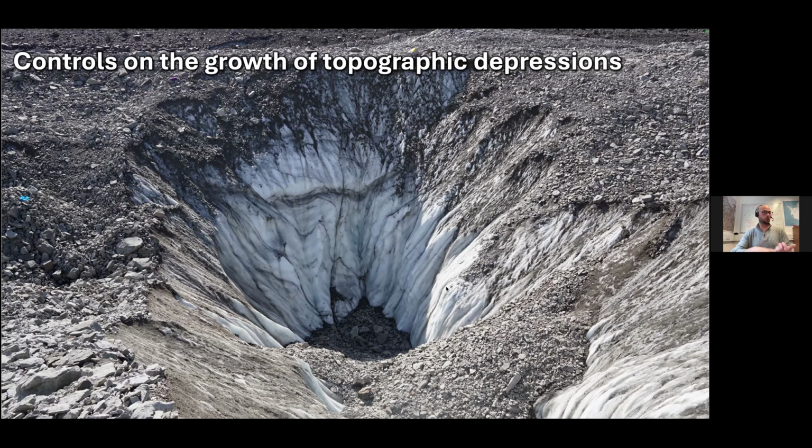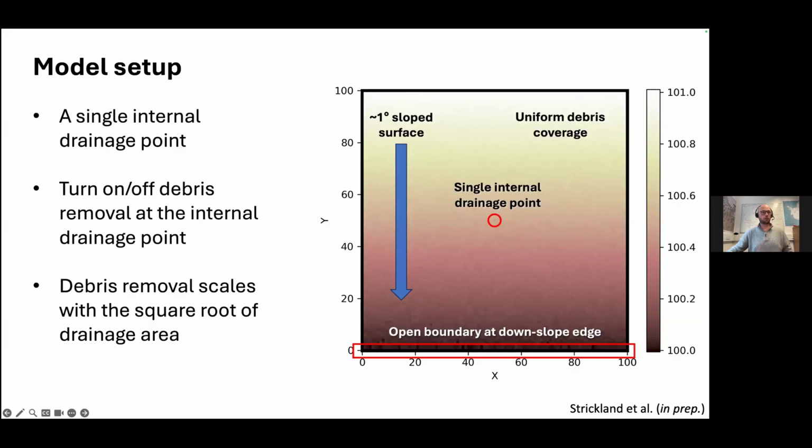And from this, I wanted to see, first off, does inglacial drainage, or does this internal drainage, produce topographic depressions? And then can we get positive feedback growth from this model, similar to what we observed on the Gazumpa Glacier? So our models at this stage are quite simple.